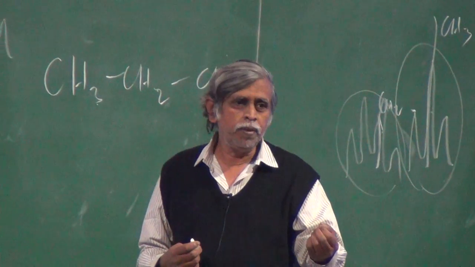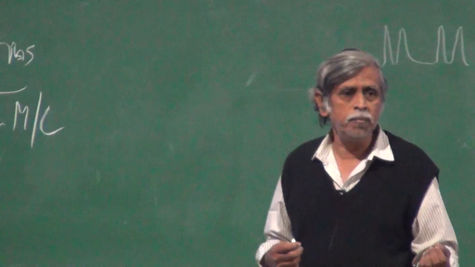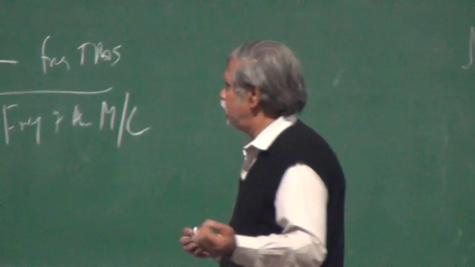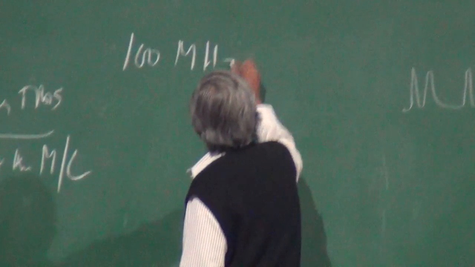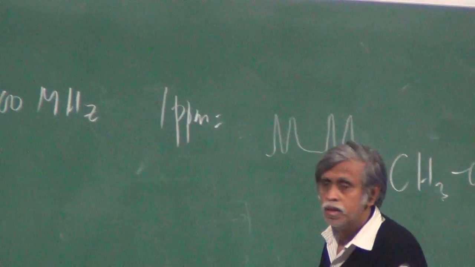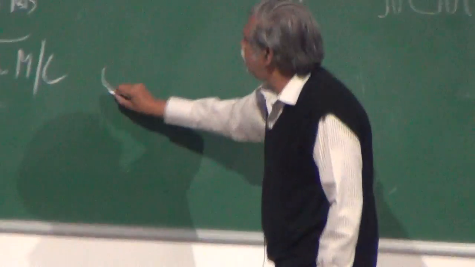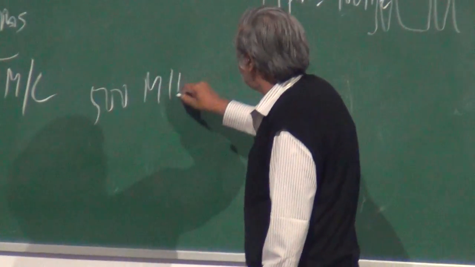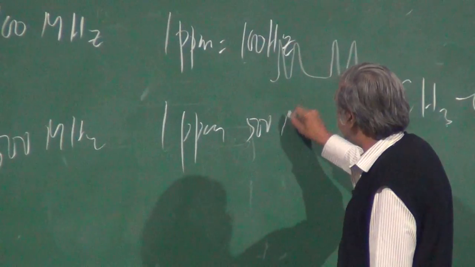It doesn't matter whether it's 100 megahertz or 400 megahertz. 1 ppm is roughly where you expect to see the methyl absorption. It will always be 1 ppm, whether it is 400 megahertz or 100 megahertz or 600 megahertz. We also said, if the machine is 100 megahertz, what is 1 ppm equal to? 100 hertz. If it is a 500 megahertz machine, 1 ppm would be 500 hertz.